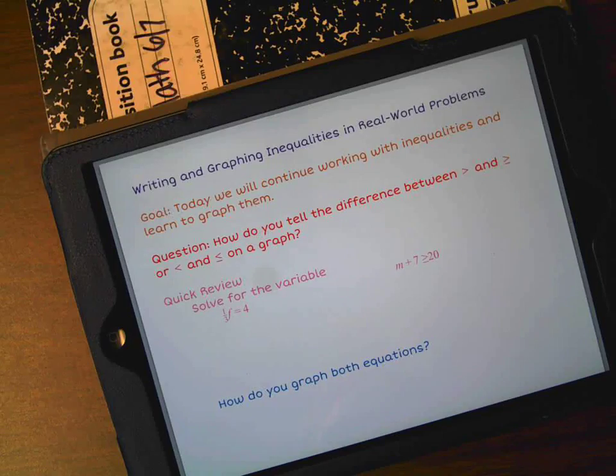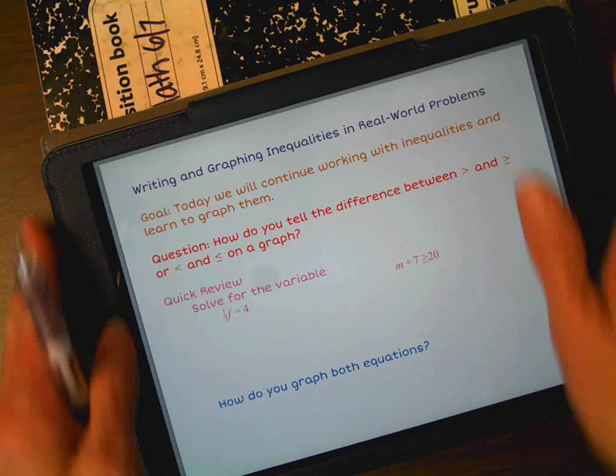So the goal, today we will continue working with inequalities and learn to graph them. The question that I want you to be thinking about in this lesson is, how do you tell the difference between greater than and greater than or equal to, or less than and less than or equal to on a graph? Okay? So what I want to start out with first is let's do a quick review because you guys have been working your hearts out on solving for variables. And so our quick review says 1/3 f equals 4. And then we also have m plus 7 is greater than or equal to 20.